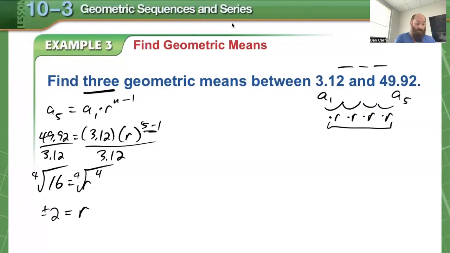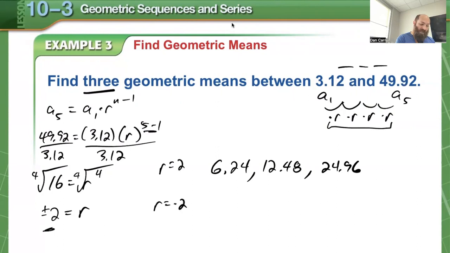So that means I have 2 possibilities. I want to consider both positive and negative. My 3 geometric means, if a sub 1 is 3.12, I can do 3.12 times 2 is going to give me 6.24. Then times that by 2, I get 12.48. That times that by 2, I get 24.96. If it was a negative 2, so this is r equals 2 here. If it was the negative 2, my 3 geometric means would actually be negative 6.24, but still positive 12.48, and then back to a negative 24.96. Okay, so that's my geometric means in these cases here.